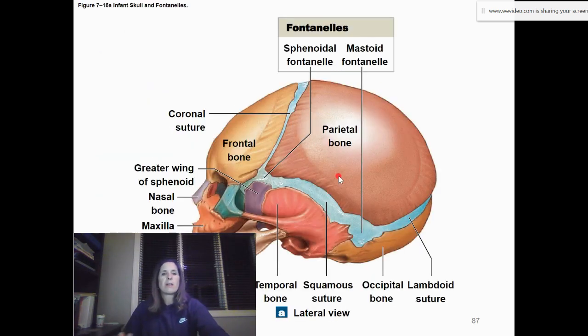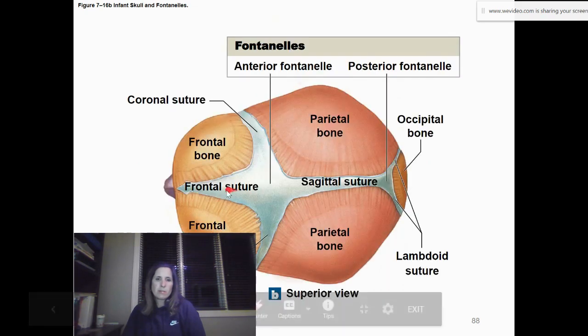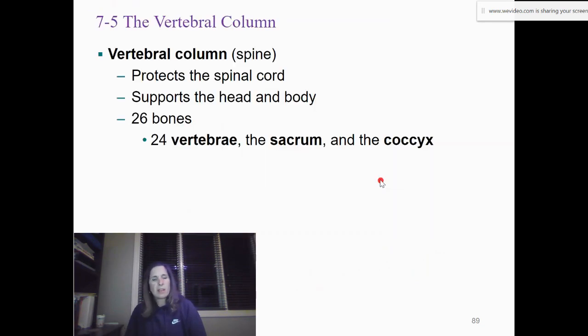Okay, guys, there are some pictures of them from a lateral view. So right here and right here. And then you can see here's an anterior one, and here's a posterior one. And that is where we're going to stop. All right.